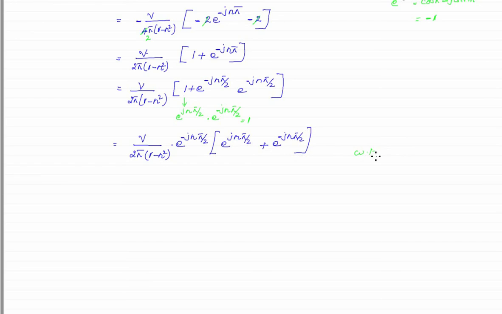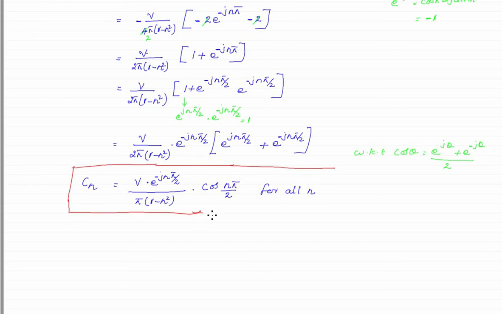In the numerator, we are having e power j n pi by 2 plus e power minus j n pi by 2. That can be represented in terms of cos theta. We know that cos theta is equal to e power j theta plus e power minus j theta by 2. Here e power j n pi by 2 plus e power minus j n pi by 2 is replaced by cos n pi by 2. So Cn is equal to V into e power minus j n pi by 2 divided by pi into 1 minus n square multiplied by cos n pi by 2. This is true for all values of n. We have determined the Fourier coefficient Cn.